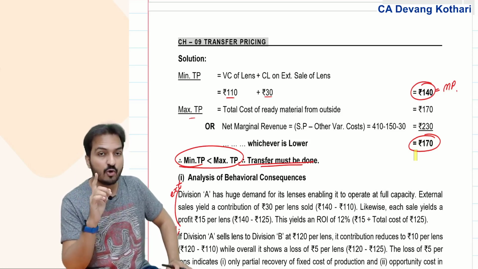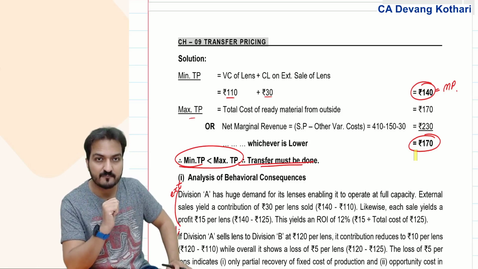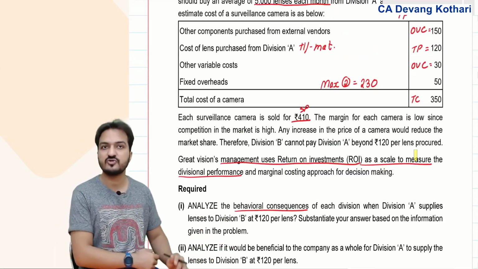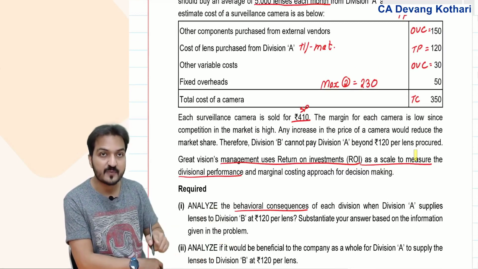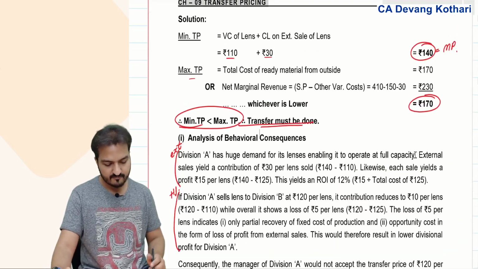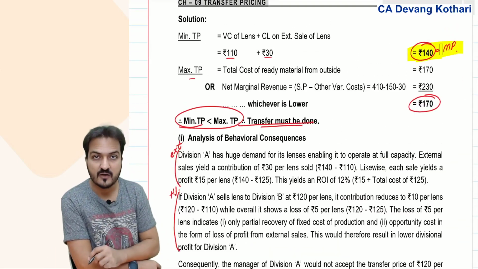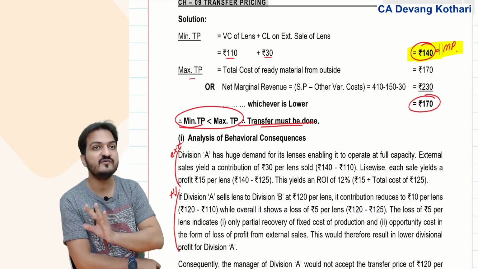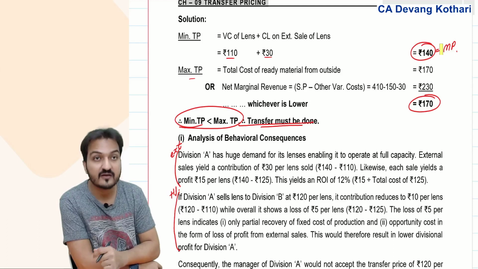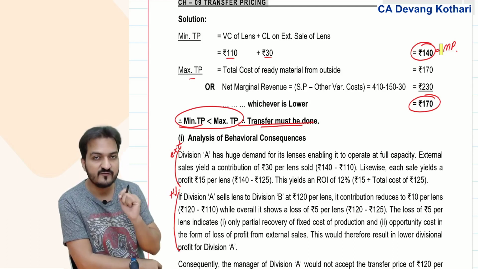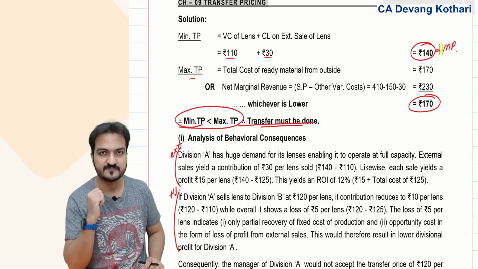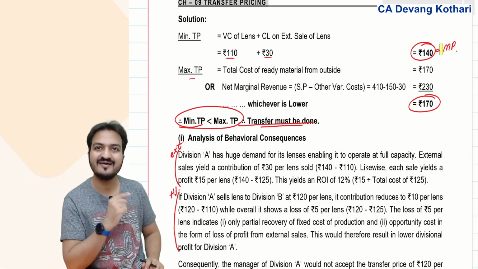So precisely, who will not like the transfer price of 120? Definitely division B will be happy with the transfer price of 120. Who will not like this price is division A, because division A wants a minimum transfer price of 140. If the company decided 120, then division A will not like the price. They will not agree to do the transfer. In fact, at the price of 120, division A will not do the transfer because his return on investment will decrease. This is what you write in the analysis.